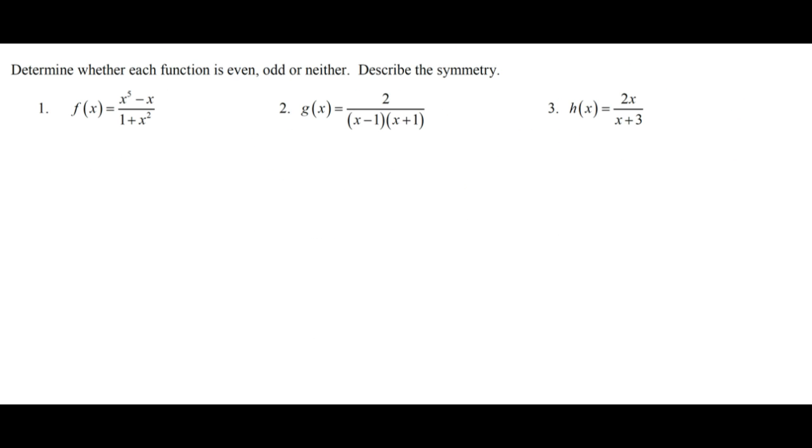Now we've got three to do where we don't know what they are. So determine whether each function is even, odd, or neither, and describe the symmetry. Okay, so in any case, if you want to determine whether it's even or odd, you've got to evaluate f of negative x. So everywhere we see an x, we're going to replace it with negative x.